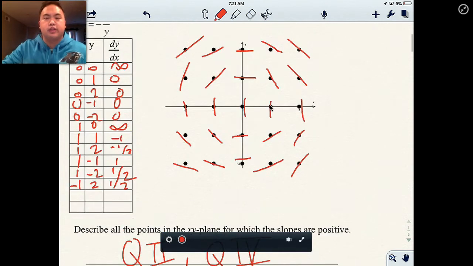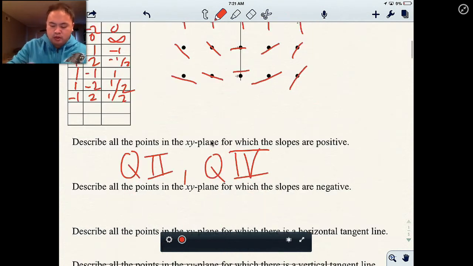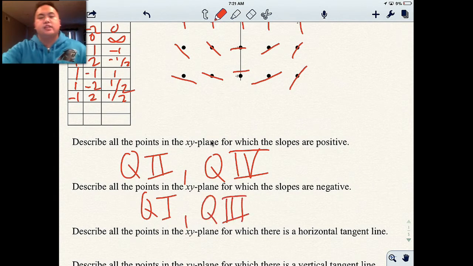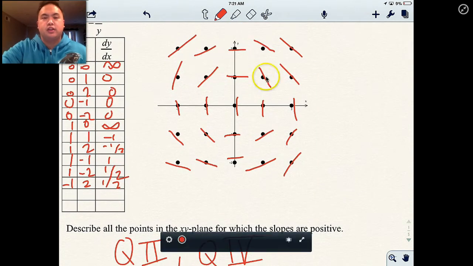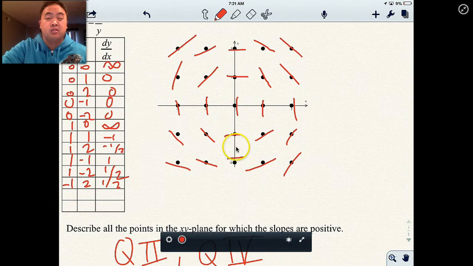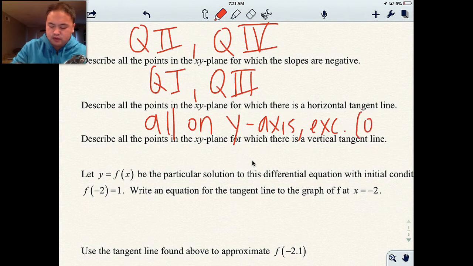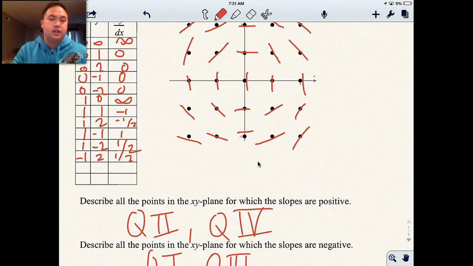When the question says which ones are negative, same thing. I know these are negative, and I also know these are negative. So let me write down quadrant 1 and quadrant 3. Then it says describe where we have a horizontal tangent line. You'll notice that my horizontal lines are here on the y-axis, except for 0, 0. See, horizontal, horizontal, horizontal. So I'll put all on y-axis except 0, 0. Okay, and then all those that have a vertical tangent line, all those on the x-axis.